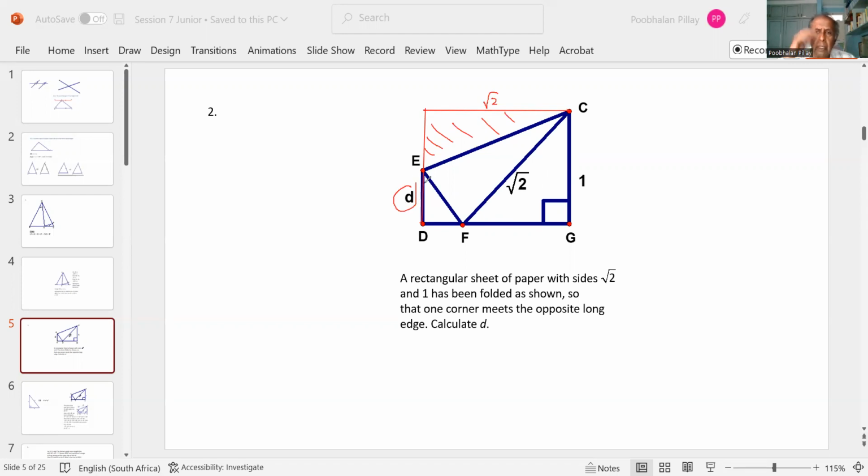What is the remaining fold? When you fold it like this, where must you fold it so that this point here goes directly to the top? So what is D? So the problem is to find D. Okay, so that is the problem.